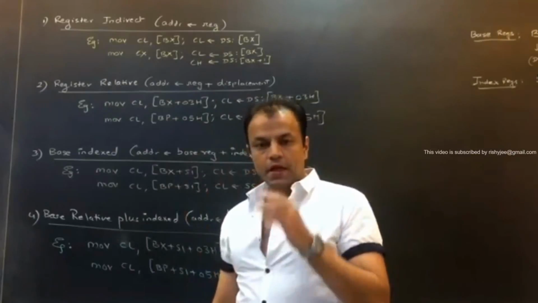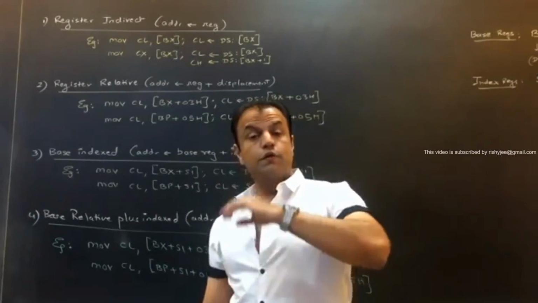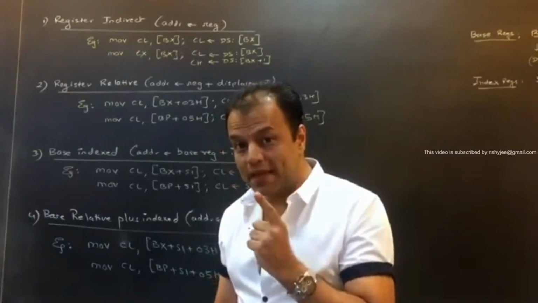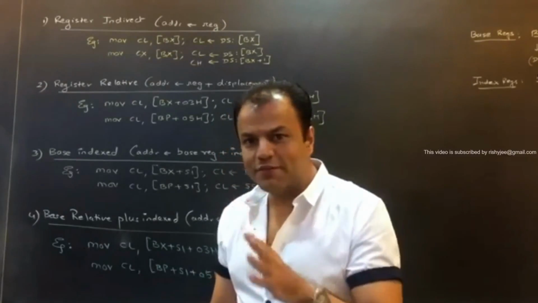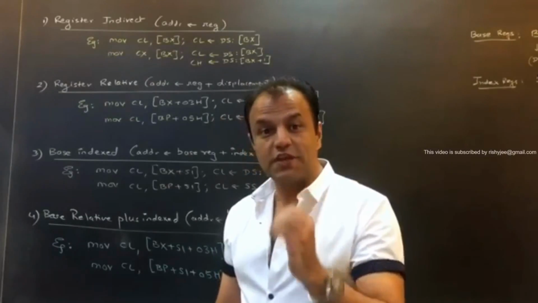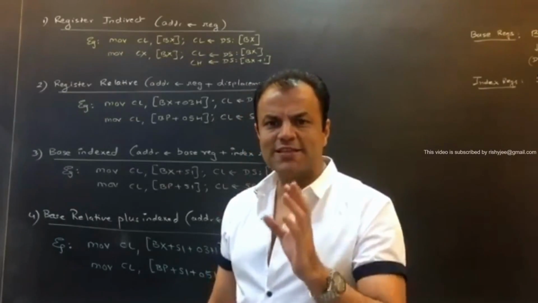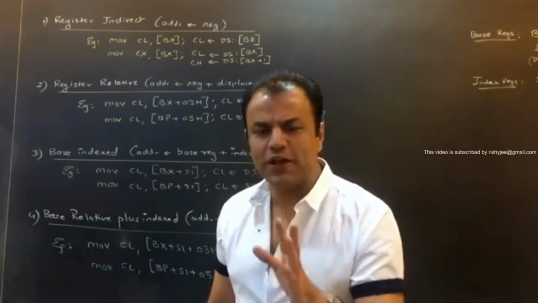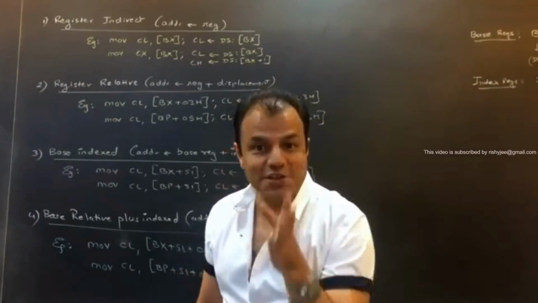I repeat, CL is getting the data from a memory location whose address is given by BX. BX is not giving the data. BX is just giving an address. Suppose BX is 2000. CL is not getting 2000. Nobody is interested in 2000. We are interested in the location 2000.